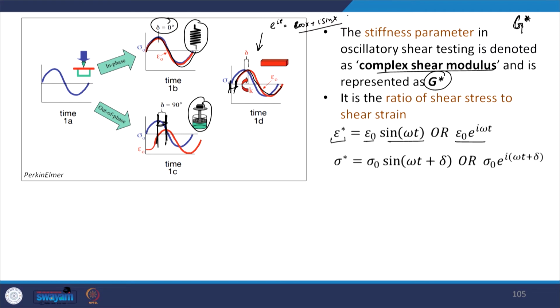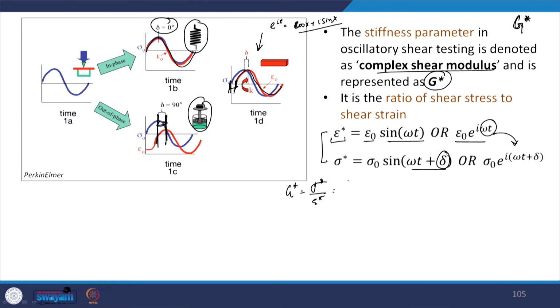Now, let us see what the stress response is. The stress response will be sigma naught sin (omega t plus delta), and this delta is neither 0 nor 90, it is somewhere between 0 and 90. If I want to write it in Euler form, I can write sigma naught e to the power i (omega t plus delta). So, I can also represent the stress in this form. Now, as I said, the complex modulus is the ratio of stress to strain. So, if I take the first two forms, G star becomes equal to sigma star by epsilon star.